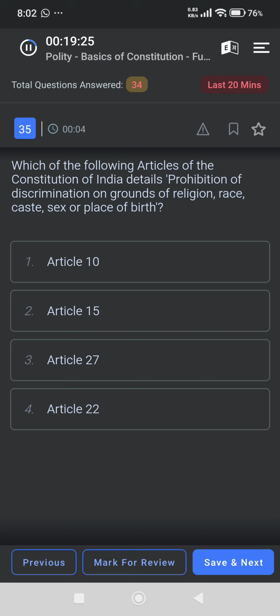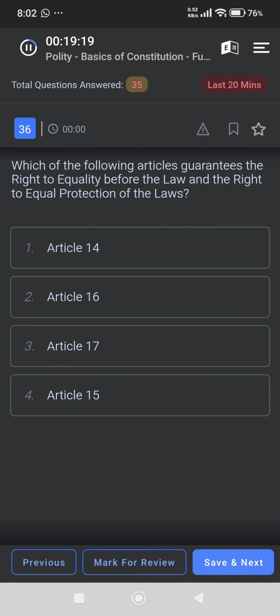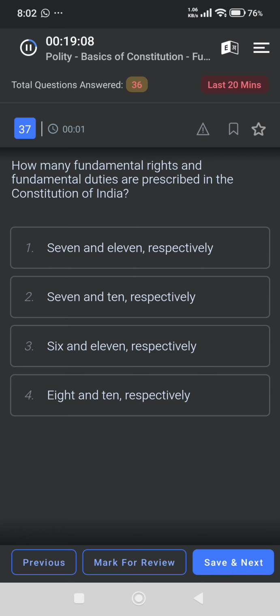Which of the following articles deals with the prohibition of discrimination on grounds of religion, race, caste, sex, or place of birth? Article 15. Which of the following articles guarantees the right to equality before the law and right to equal protection of the laws? Article 14. How many fundamental rights and fundamental duties are prescribed in the Constitution of India? There are six fundamental rights and 11 fundamental duties.